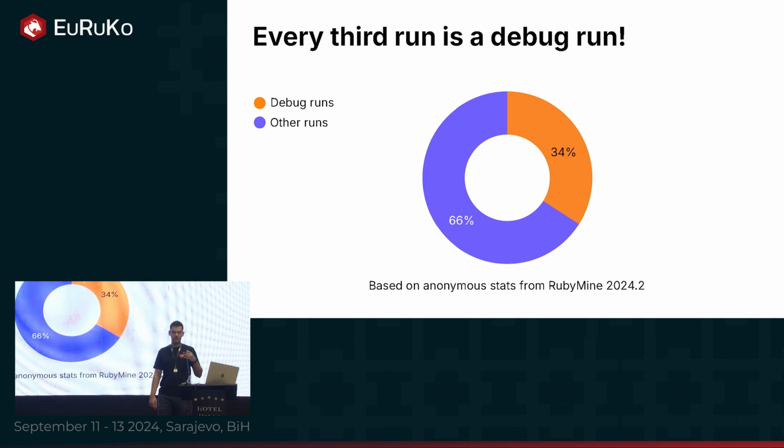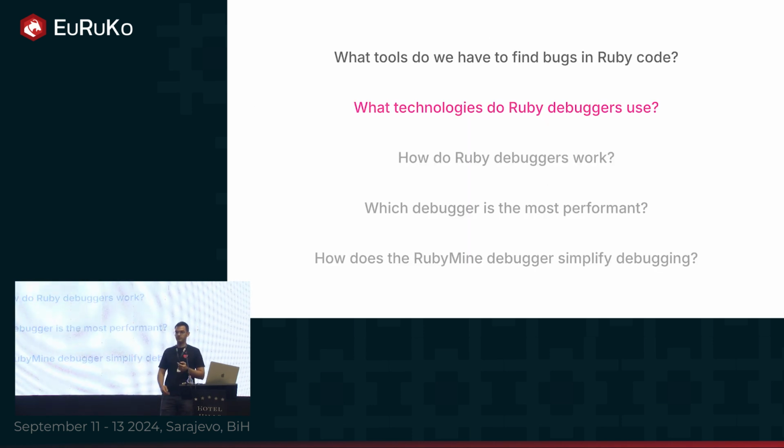We need to strive to make it even better, to increase our productivity and to get things done with fewer resources. So that's why I'm here talking about debuggers. Let's move to the next question, and let me show you what technologies Ruby debuggers use.